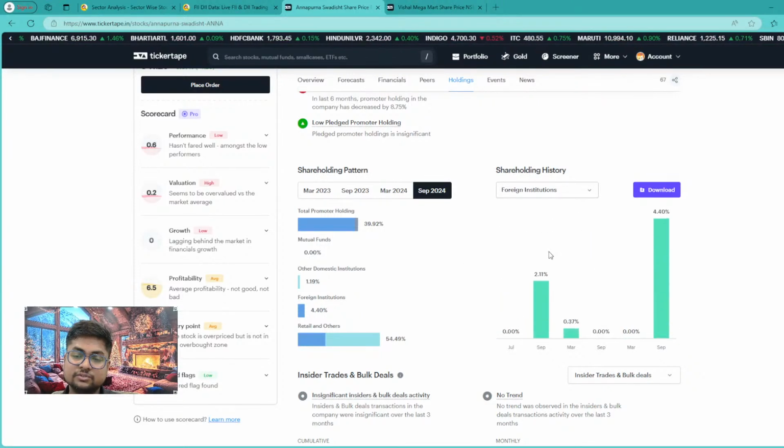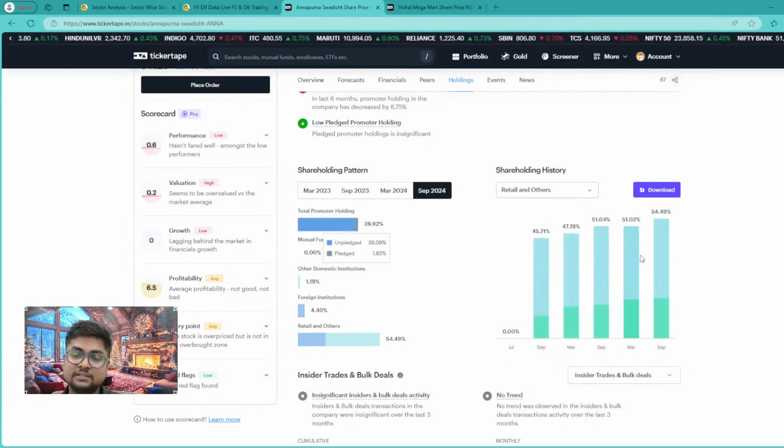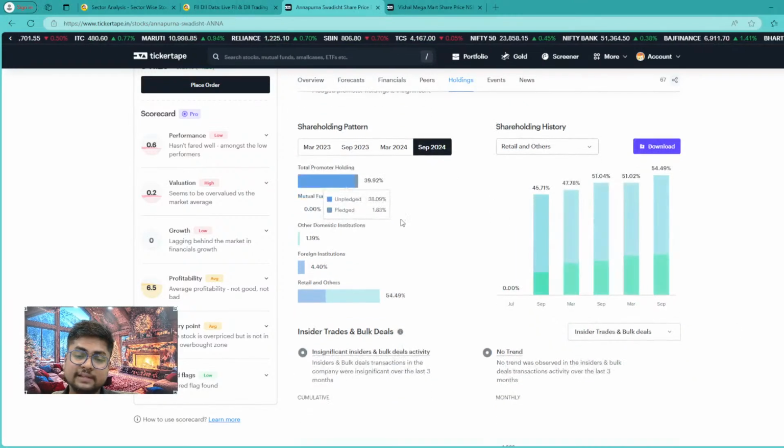If you look at the foreign institutions, they have maintained their holding at 2.1% and it has increased to 4.40%. The foreign institutions are making a comeback and investing in Annapurna. If you look at the retail and others, they have been consistently gaining, which is a very bad sign. The promoters are not showing confidence in the stock, and the retail and others are increasing their shareholding. So it is very bad to see the promoters decreasing their stock and retail and other parties increasing theirs.